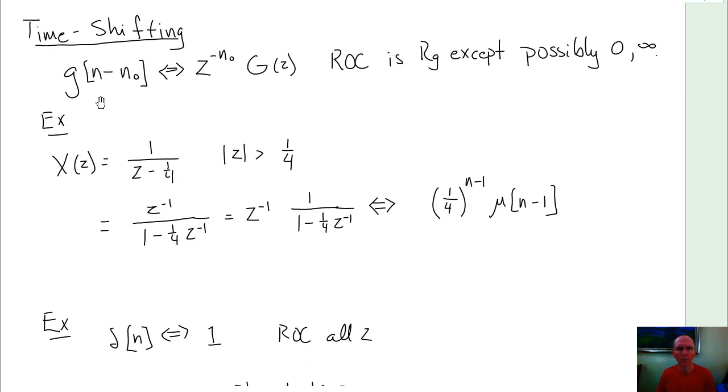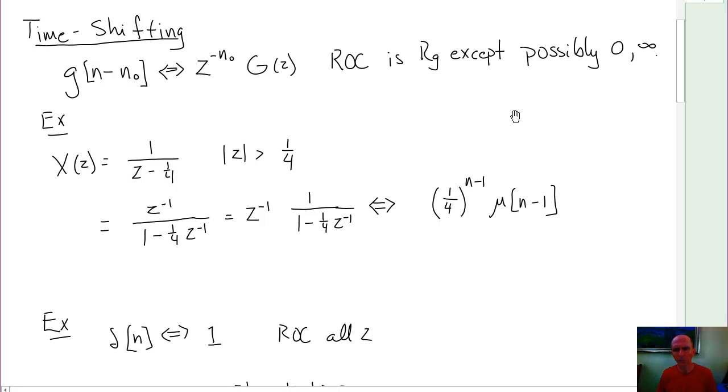In other words, if we take a sequence and we shift it in time, what happens to its transform? Turns out that if we shift it by n0, in this case, we shift it to the right by n0, in the Z transform domain, we have to multiply by z to the minus n0. Now, the region of convergence is going to be the same as it was before, except since we're multiplying by z to the minus n0, the region of convergence at 0 and infinity could change.